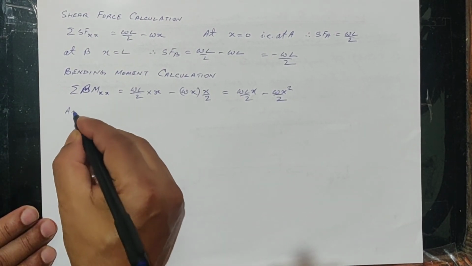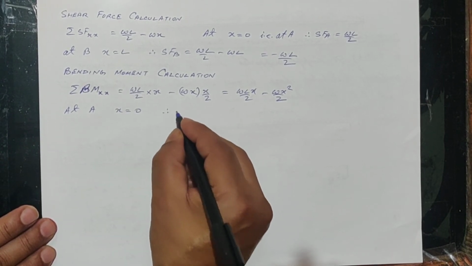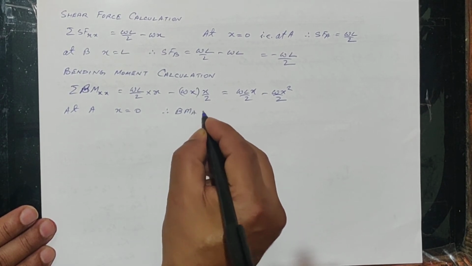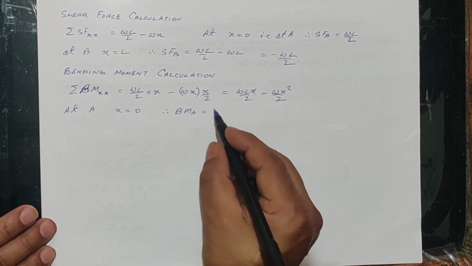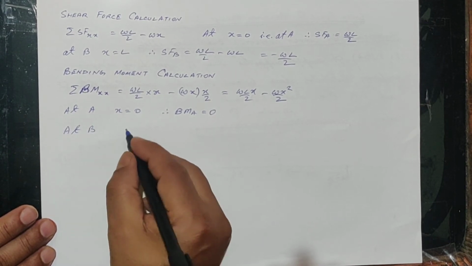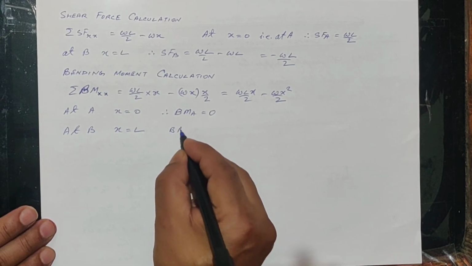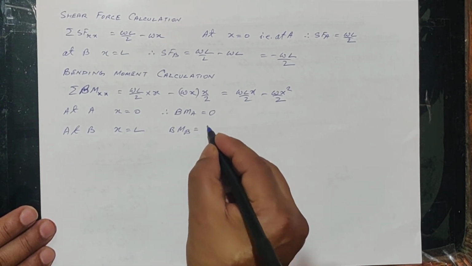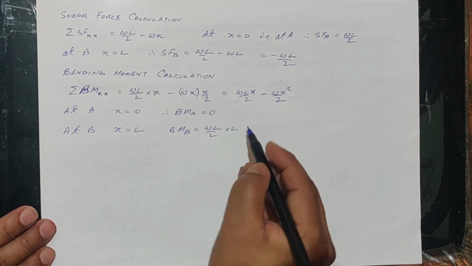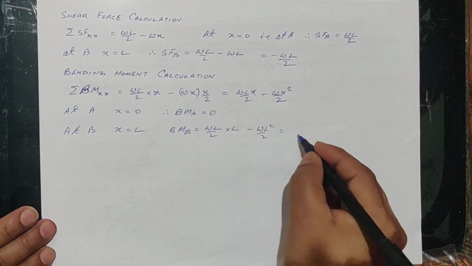Now at A, X is equal to 0. So therefore, BM, bending moment, at A is equal to, here we have X, here also we have X, this comes to 0. Now at B, X is equal to L. So BM at B will be equal to WL by 2 multiplied by L minus WL square by 2, which again comes to 0.